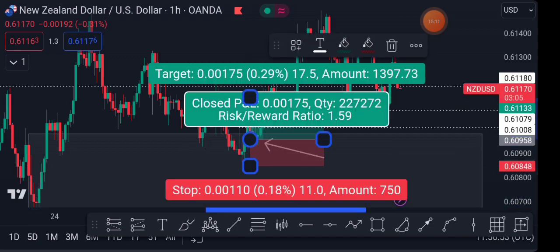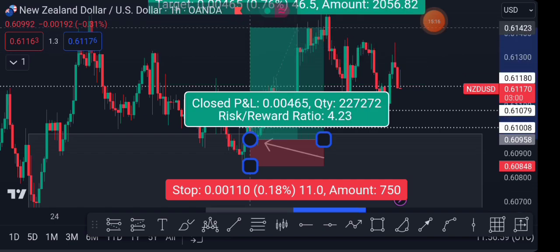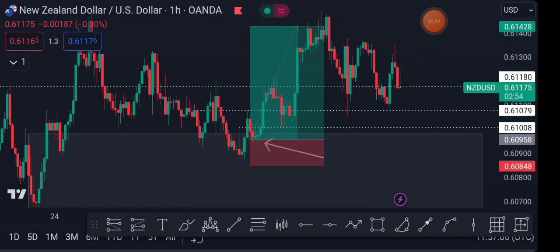My entry was here, and immediately I saw this reversal. This is where my take profit was.